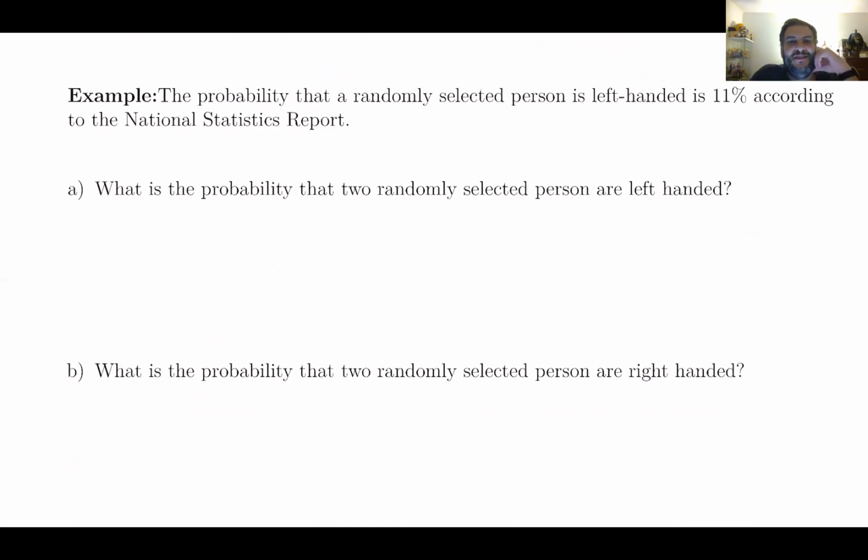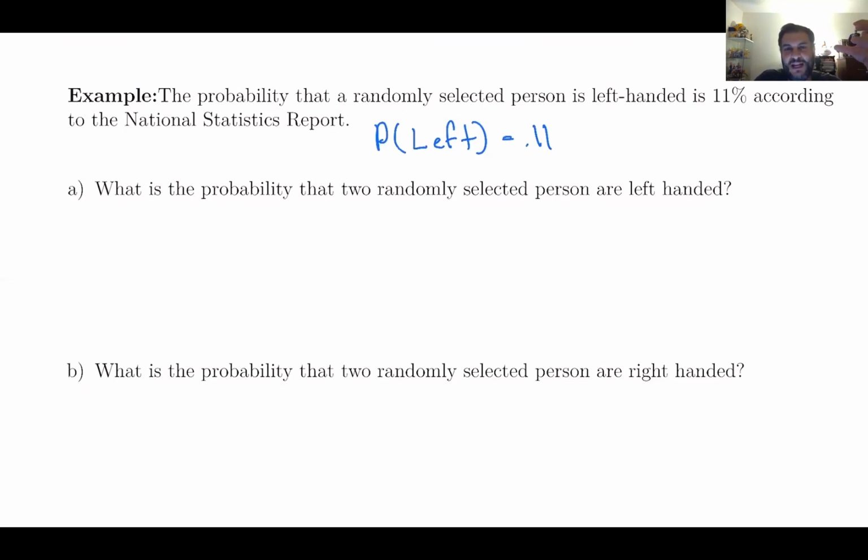All right, so let's go ahead and do this one. It says the probability that a randomly selected person is left-handed is 11% according to the National Statistic Report. So this is the probability that a random person is left-handed. They gave me the probability, so I don't have to do anything else with it. For part A, it says, what is the probability that two randomly selected persons are left-handed?